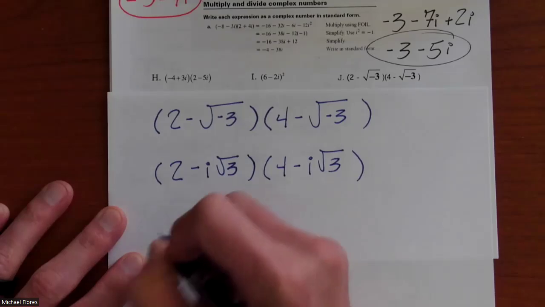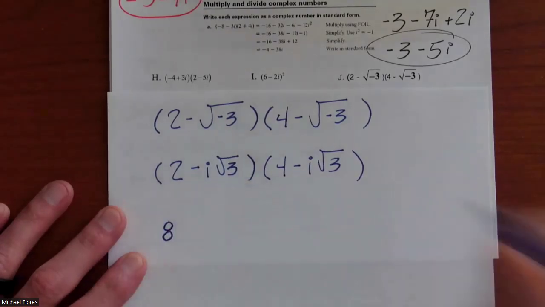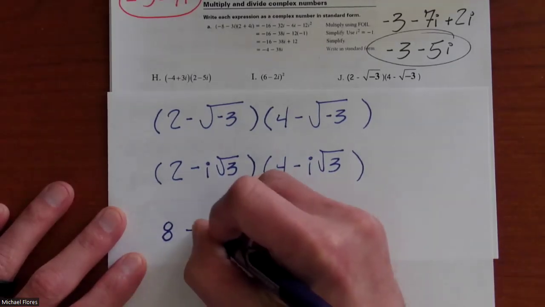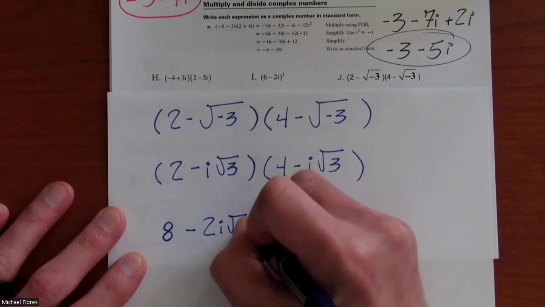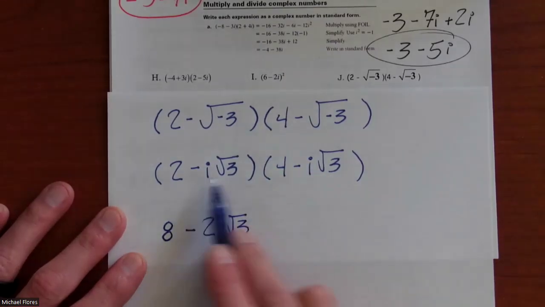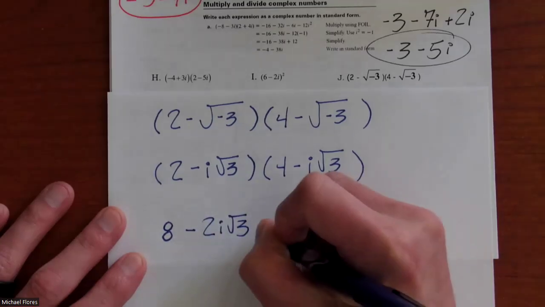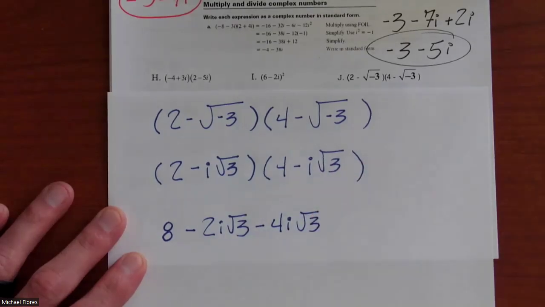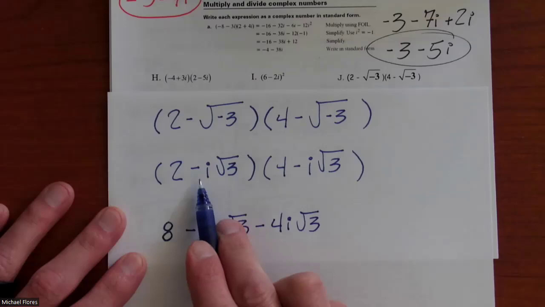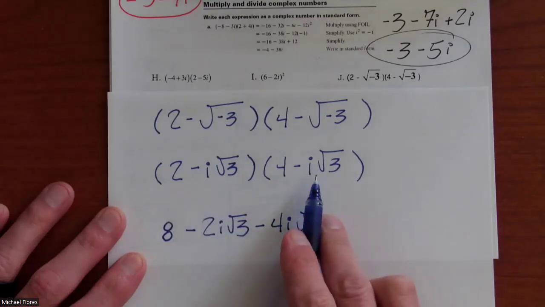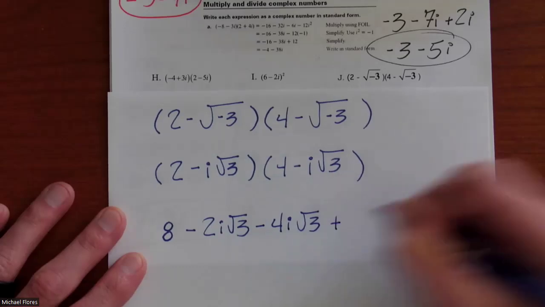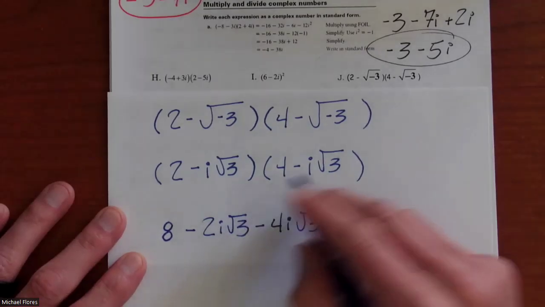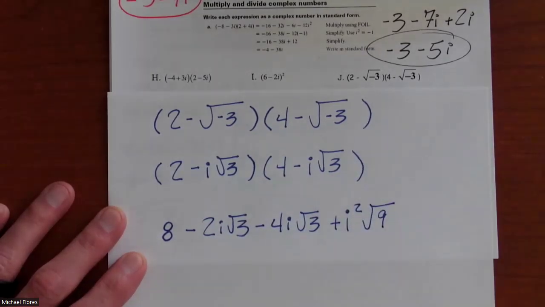2 times 4. 2 times negative i root 3. Now here, negative i root 3 times 4. And now here, negative i root 3 times negative i root 3. Well, first of all, that's going to be a positive. i times i is i squared, and root 3 times root 3 is the square root of 9.